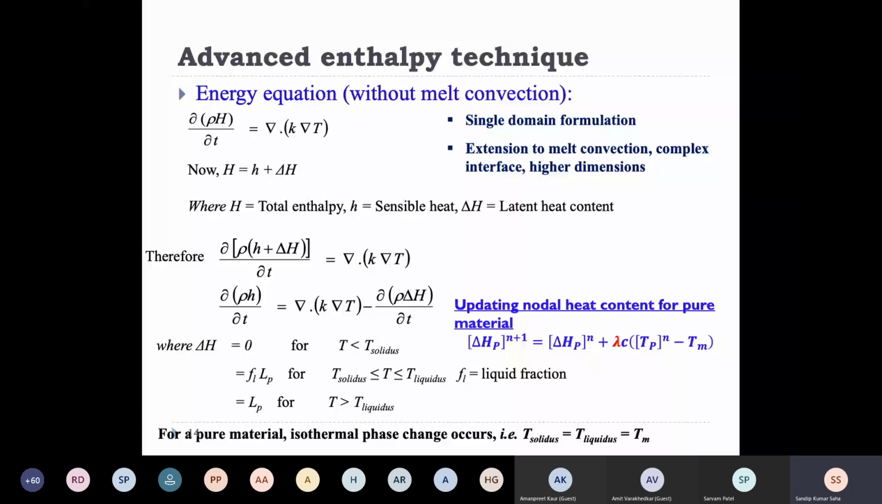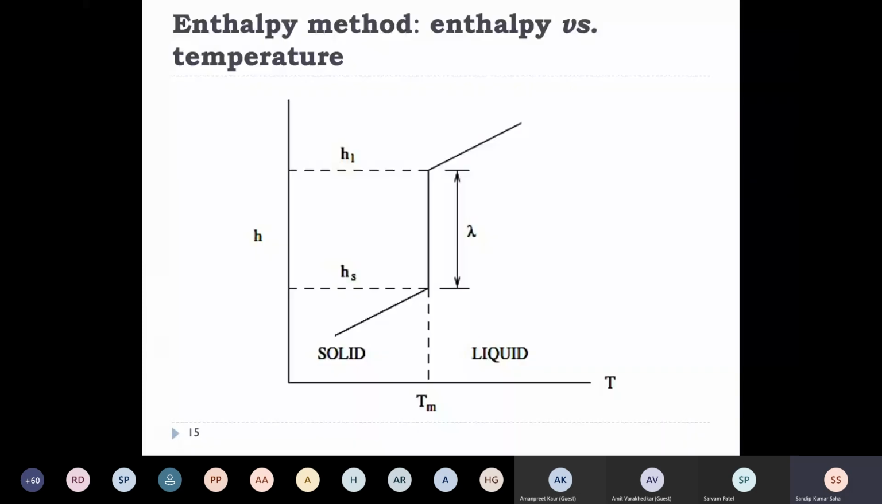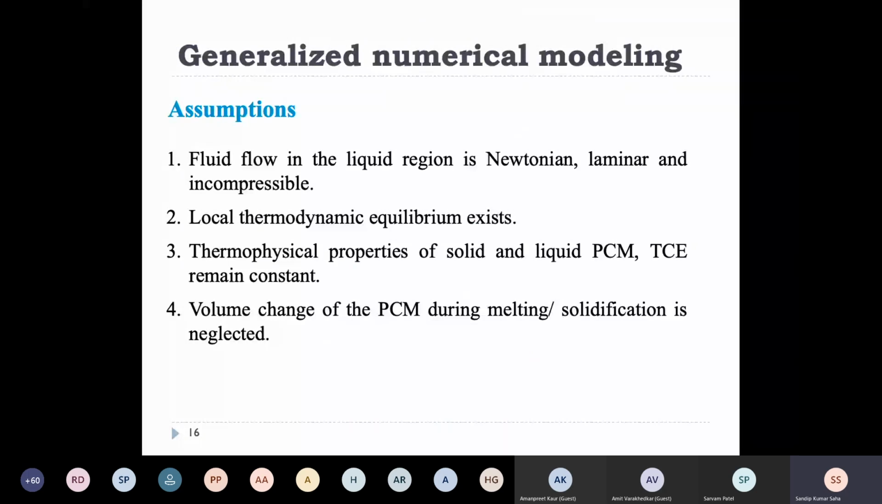Now this is simply the repetition of how H is varying with temperature. As you know, during phase change, the enthalpy at the melting temperature will change from 0 to a high value. So it is depicted here. Whatever the delta H condition I showed earlier is written there. Now, this was the fundamental of the enthalpy method.